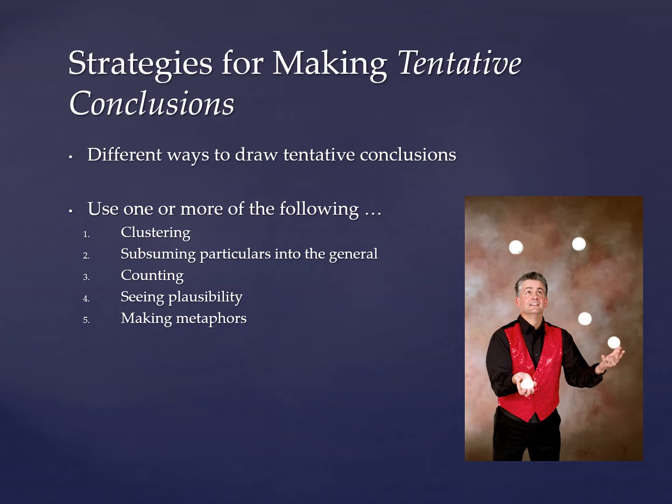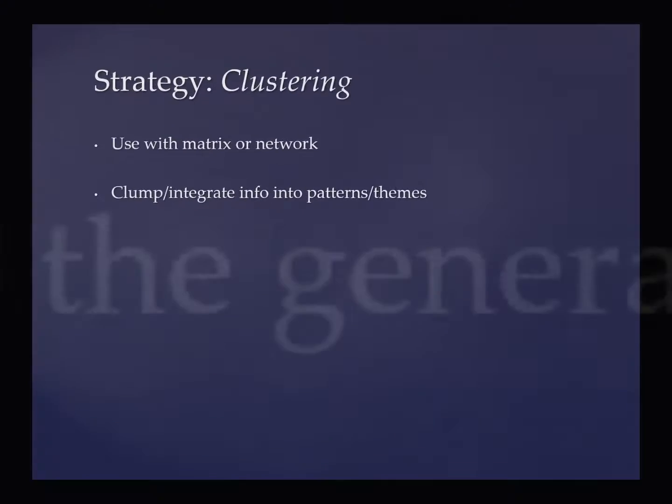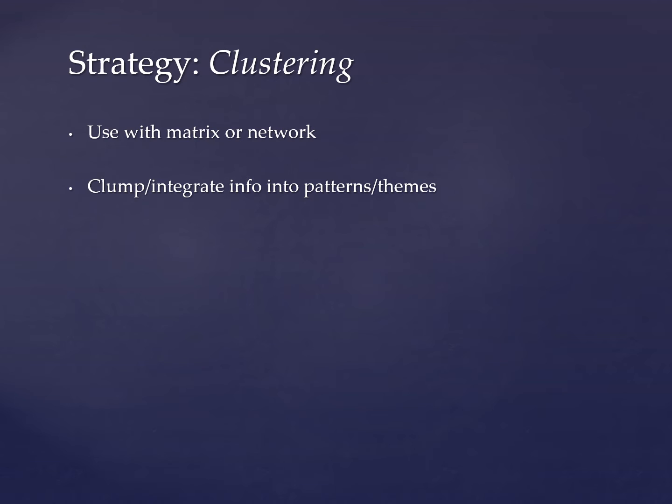So let's look at some strategies for making tentative conclusions. And these are different ways to draw your conclusions. We can use clustering, counting, plausibility, metaphors, and subsuming particulars into the general. If we look at clustering, we're using a matrix or a network, as in our previous conversations, and we're trying to clump or integrate information into patterns or themes.